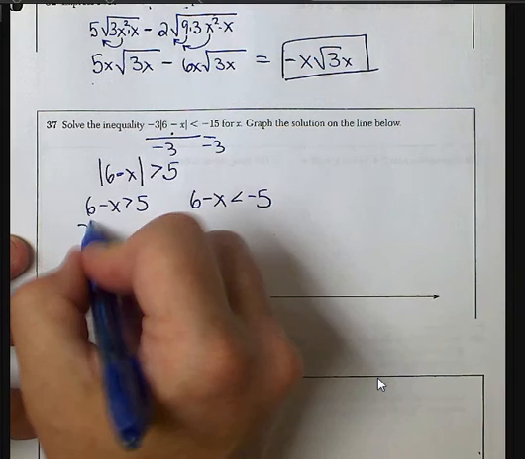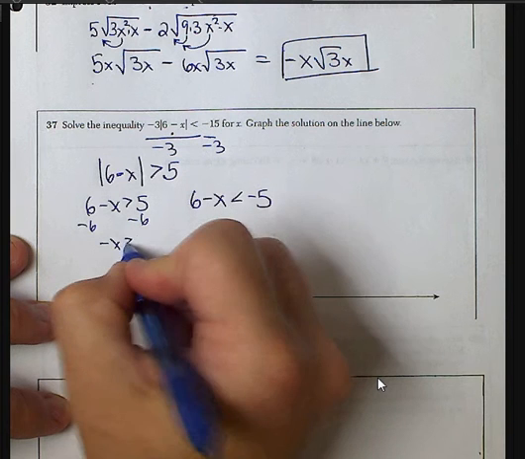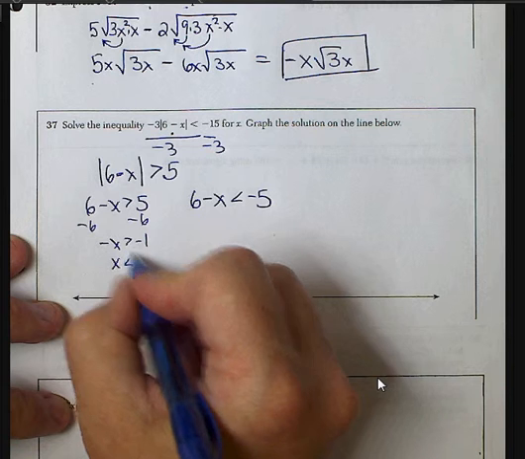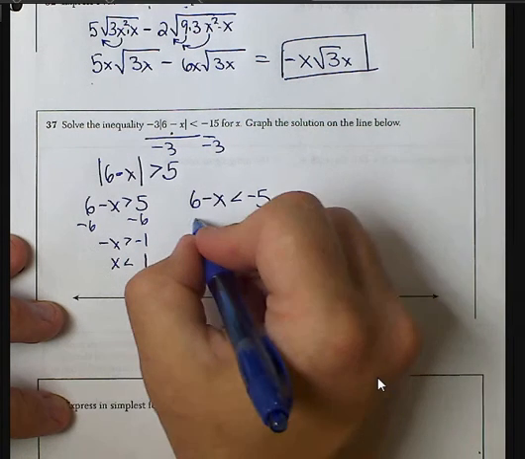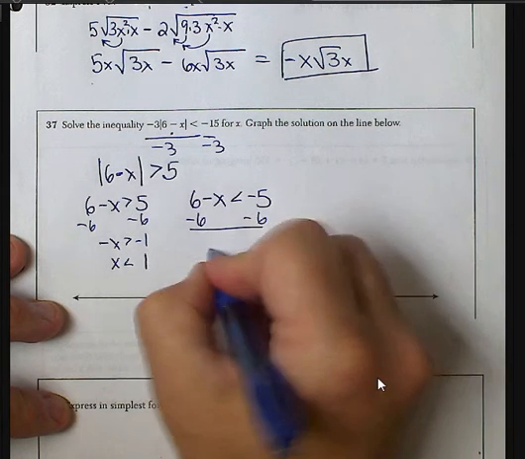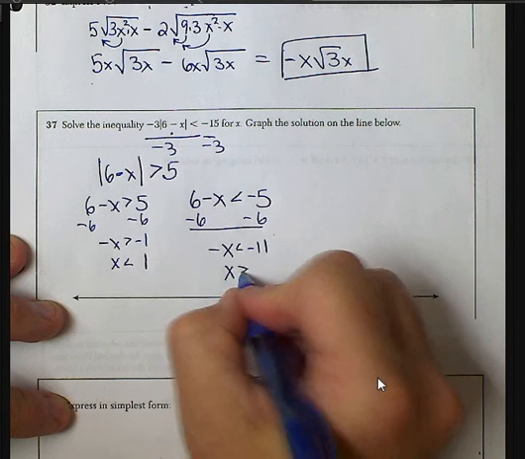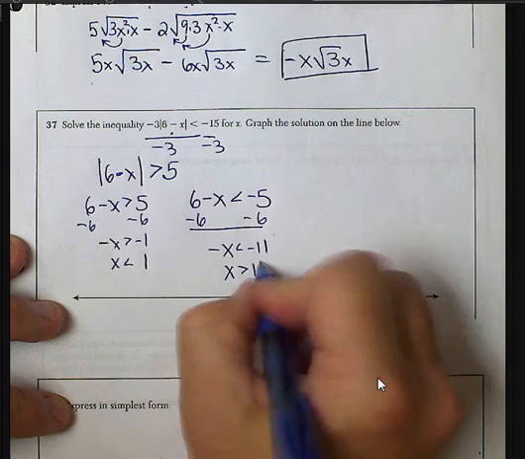I'm going to subtract 6 from both sides. Negative x is greater than a negative 1. Multiply both sides by a negative 1. X is less than, it switches again, 1. Over here, subtract 6 from both sides. Negative x is less than negative 11. Multiply both sides by a negative 1. X is greater than 11.